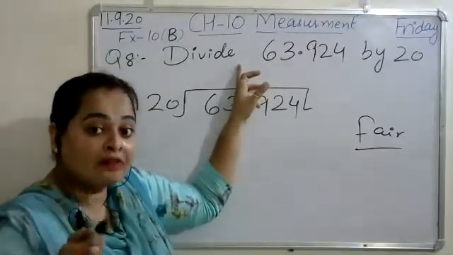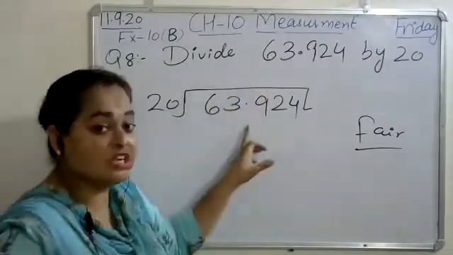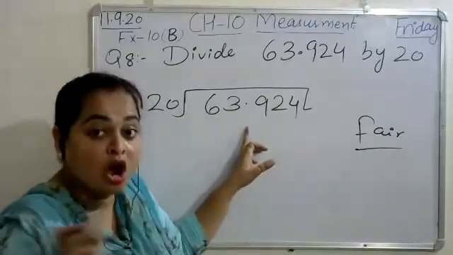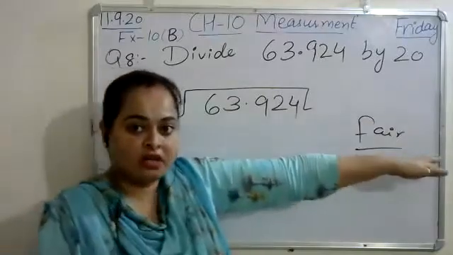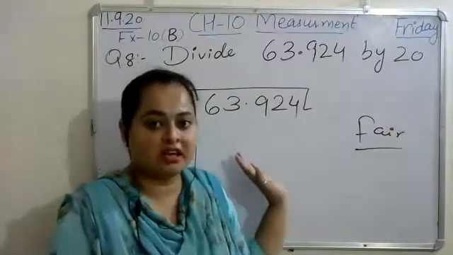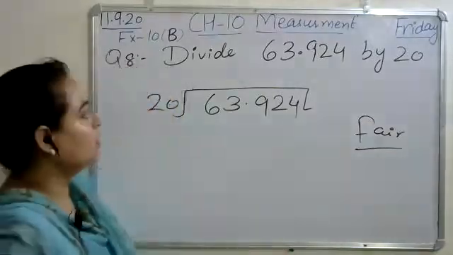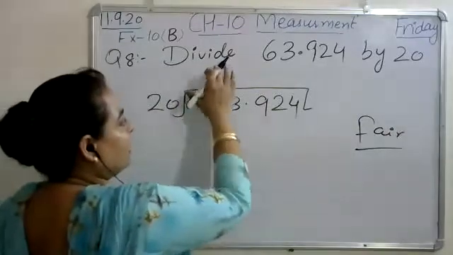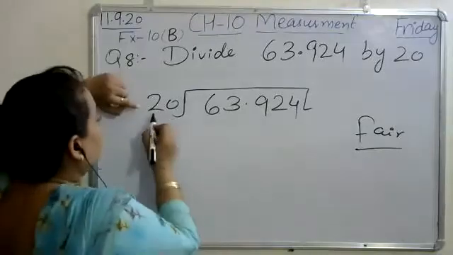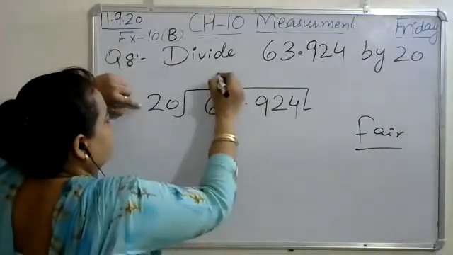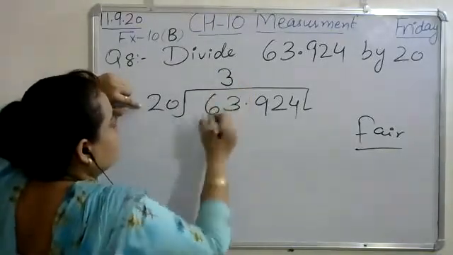So you have to show this division in fair, not in rough. If you solve this in rough and write the solution, the result here, then no marks are given to you. So if the question is of divide, then write divide in fair. Now 23s are 60.